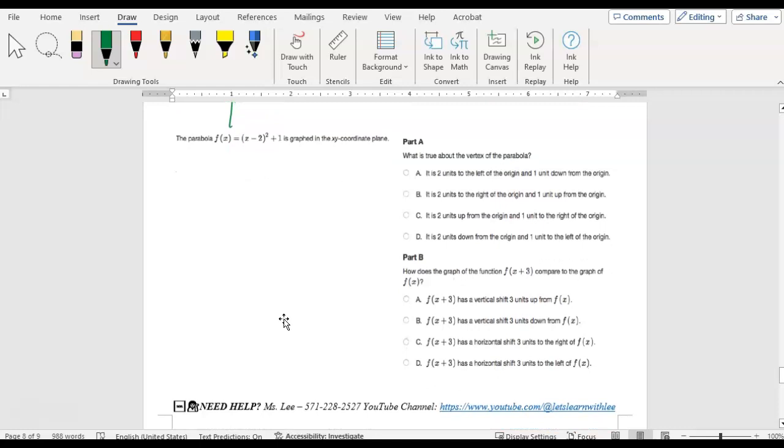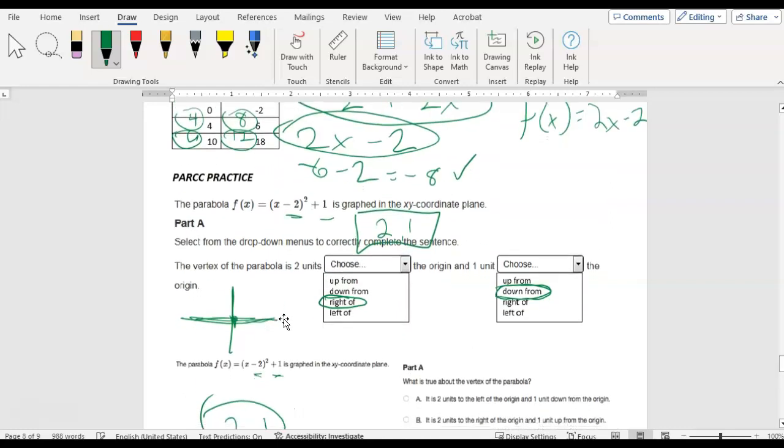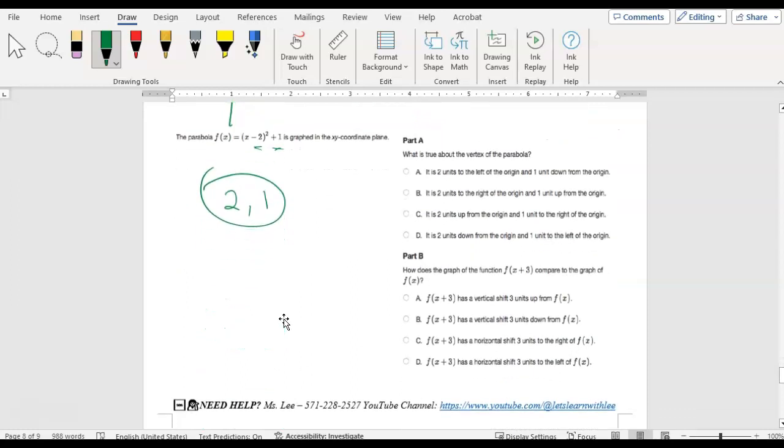It says this parabola is graphed in the coordinate plane. What is true about the vertex of the parabola? So in this case, our vertex is 2, 1 again, right? That's what it was up here. Yep, 2, 1. What is true? So it's 2 units to the left of the origin and 1 down. No. 2 units to the right and 1 up. Yes, that is true. Double check. Make sure you read all of them. 2 units up from the origin and 1 unit to the right. No. 2 units down and then 1 unit to the right. No. Just making sure you know which is your x value and which is your y value.